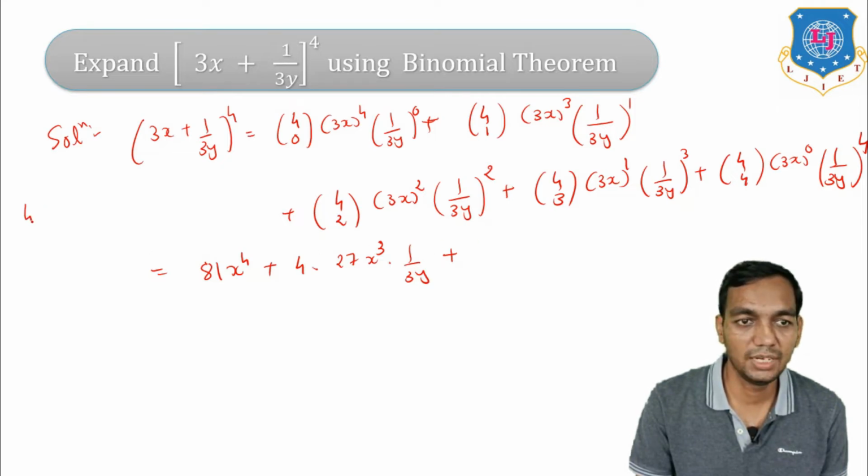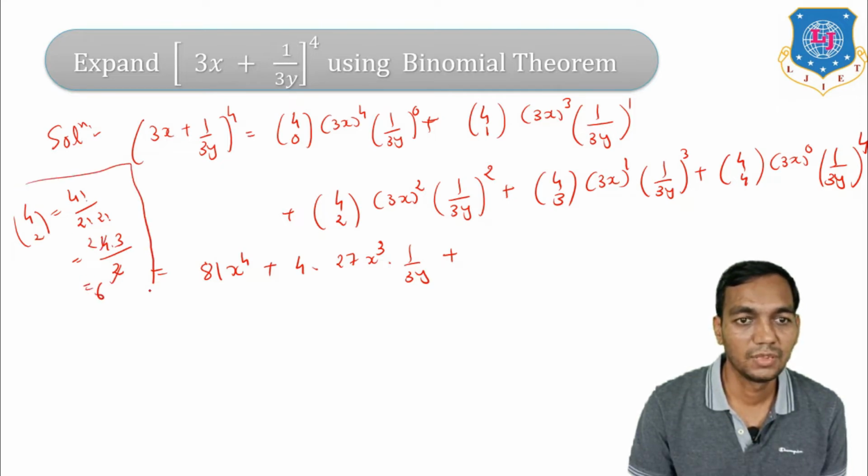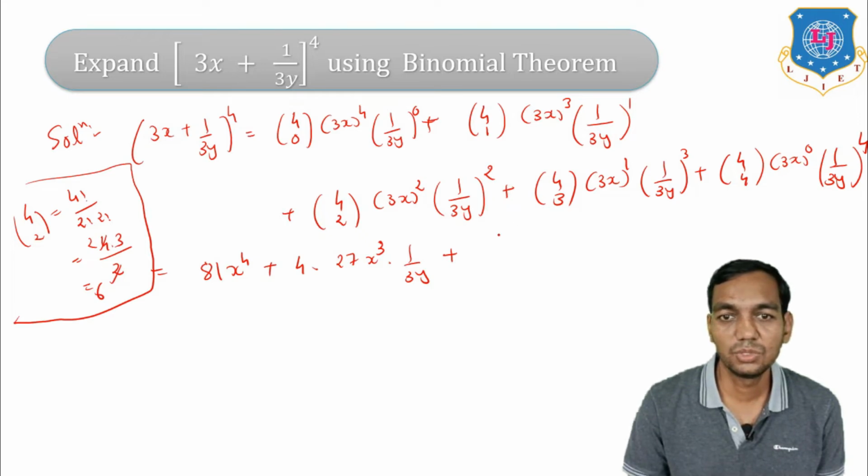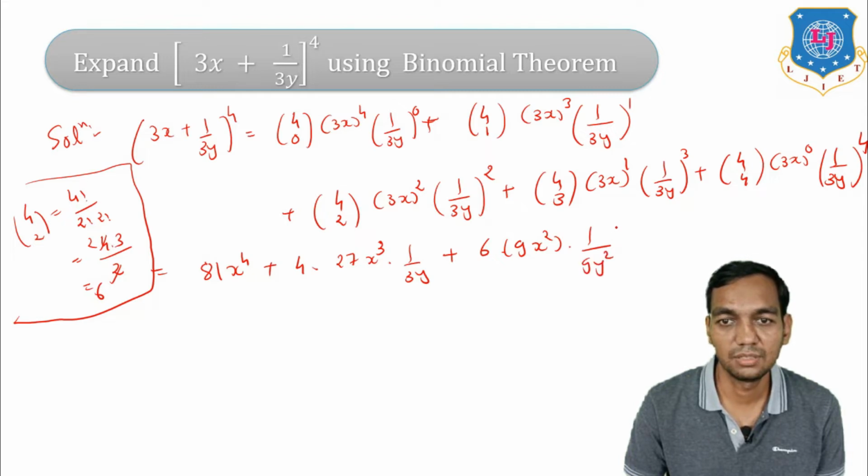See, if you have to find out 4C2, then it will be 4 factorial upon 2 factorial into 2 factorial, because r is 2, n minus r is also 2. So 4 into 3 divided by 2, and that will give you the value 6, correct? So this has a value 6. So 4C2 has a value 6 into 3 square, that will be 9 x square into 1 upon 9 y square. Okay.